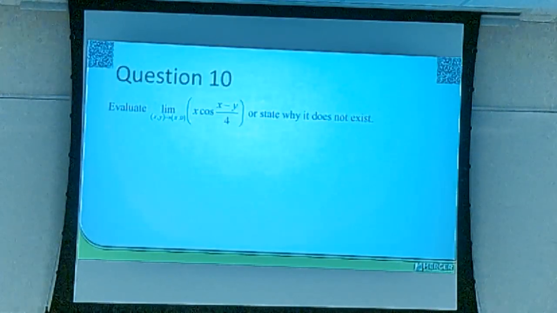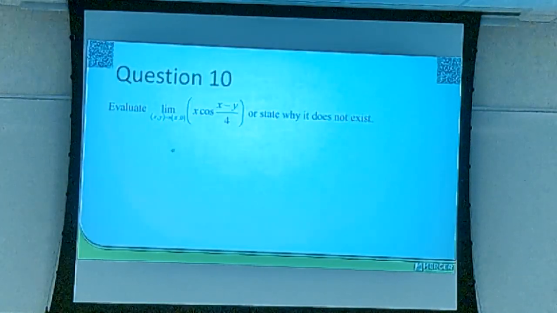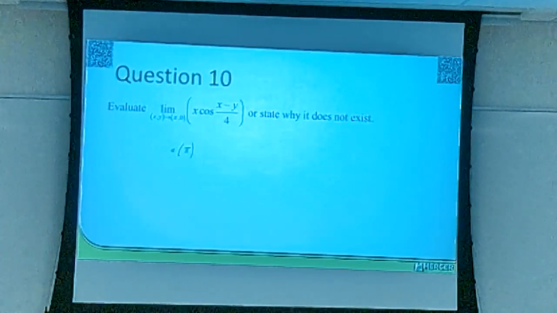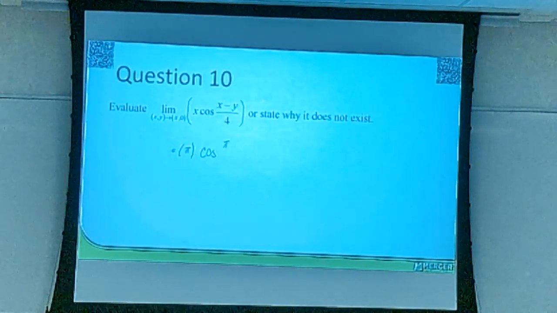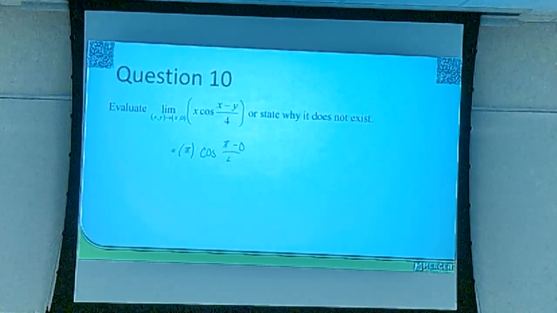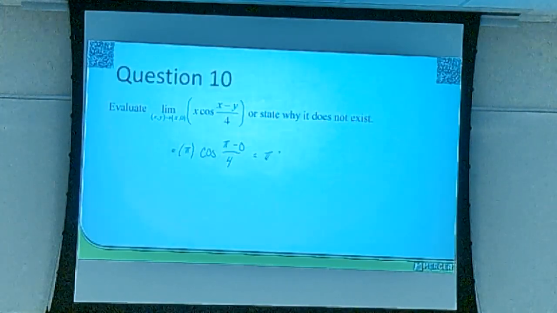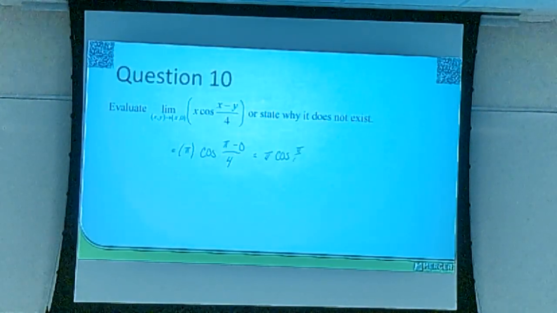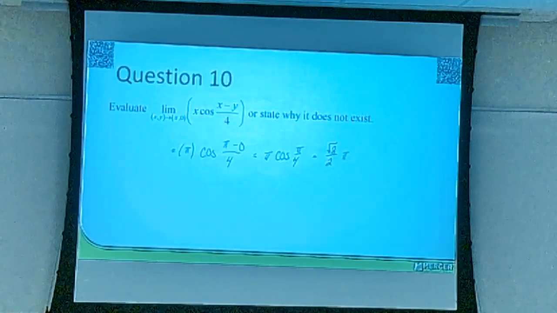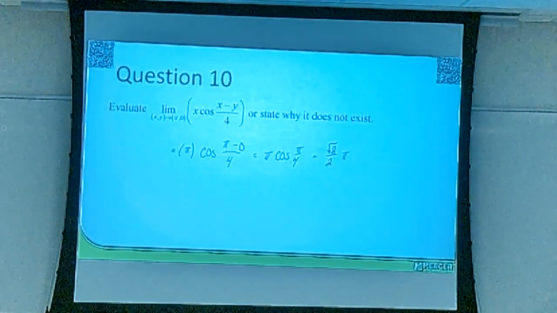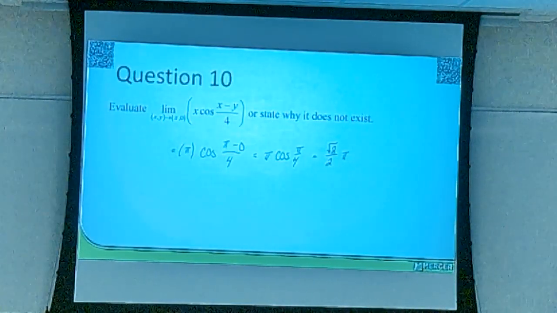Again, we have straight substitution for that. What's cosine of pi over 4? There's your limit. Root 2 over 2 times pi.